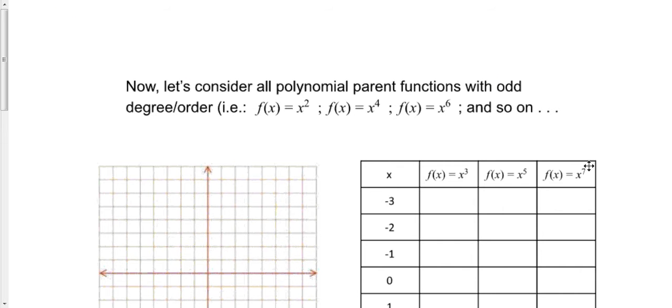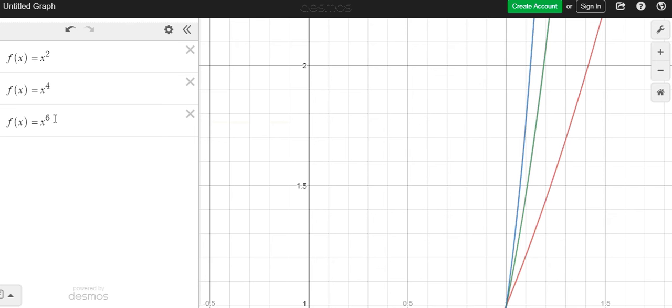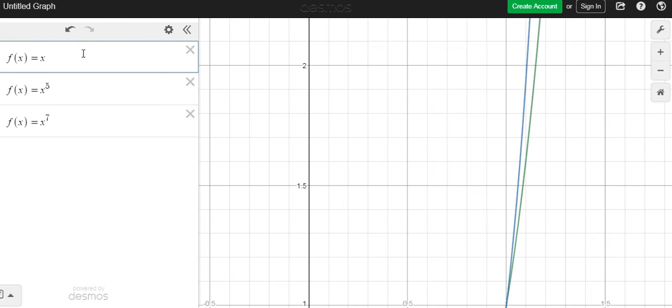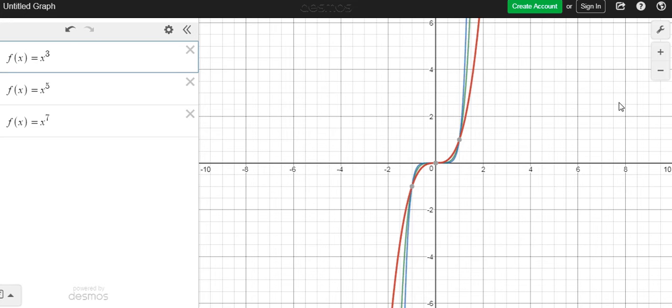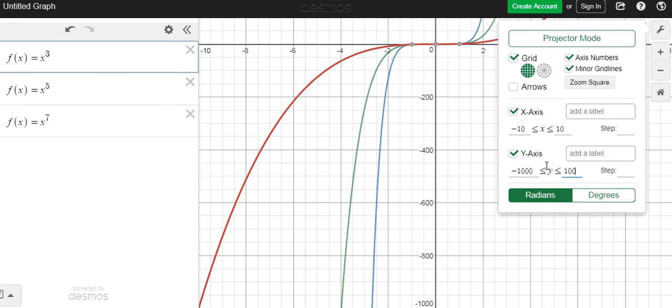Now, the same thing we're going to do, these are supposed to be x cubed, x to the 5th, and x to the 7th. We're going to do the same thing with those guys, except we're going to do it on Desmos because I don't want to take 20 minutes to do this again. So the 7th and the 5th and cubed. All right, and I'm going to go to my home screen, and you see a bunch of stuff there, right? Let's go back to my regular view. I want -1000 and +1000.